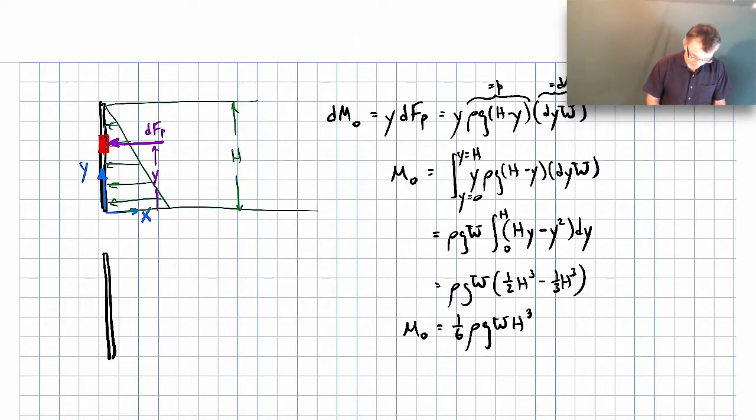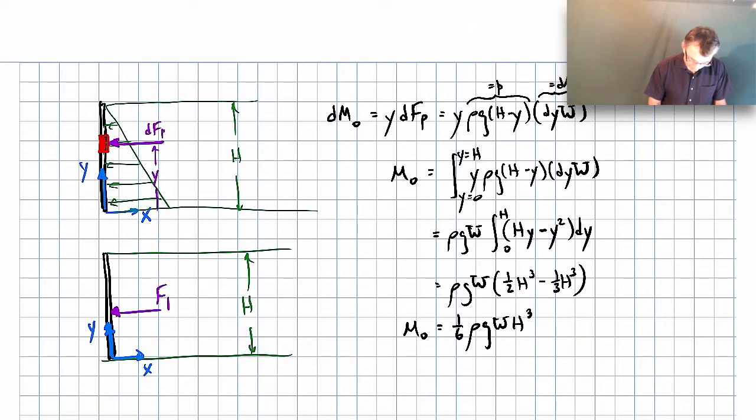So here's my picture for that. It's the same geometry. This is still h. And let me put the coordinate system back in there. So here's y. Here's x. Now what I'm going to do is put in the resultant force acting over the whole side.